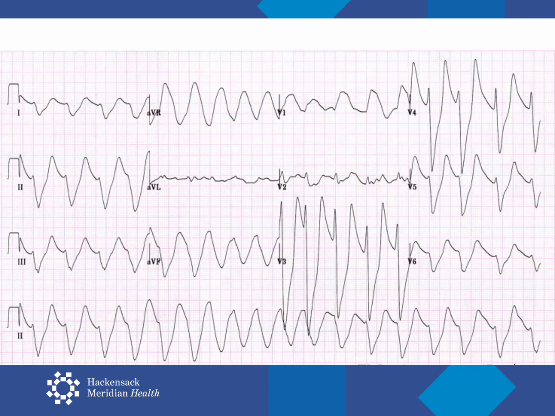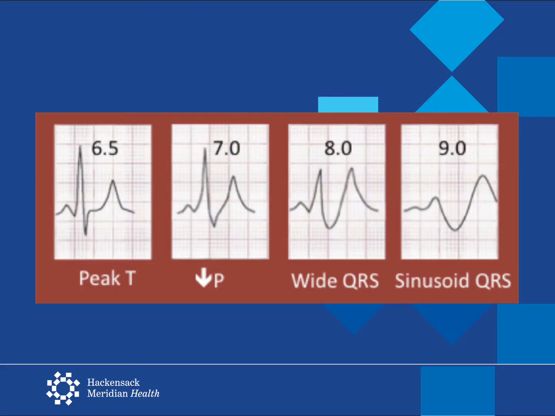Hyperkalemia, as it's getting to be a little bit too late. Here's the progression of hyperkalemia through stages of peaked T waves with loss of the P wave, widening of the QRS complex, and ultimately a sinusoidal QRS. We saw that in the last tracing.